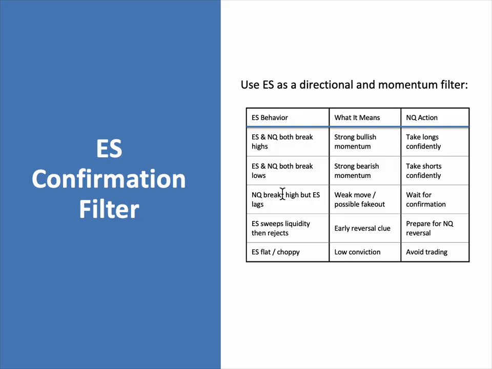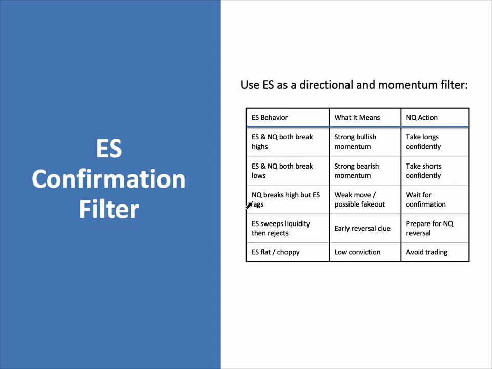Now here, if NQ breaks high, but ES lags, weaker move, possible fake out. So that's when I know that there's going to be a fake out. The same thing, let's say if ES sweeps liquidity, then rejects, then I know that on NQ I'm going to prepare for a reversal, right? So it's just these different concepts, and I'll show you guys, once again, in the other video.